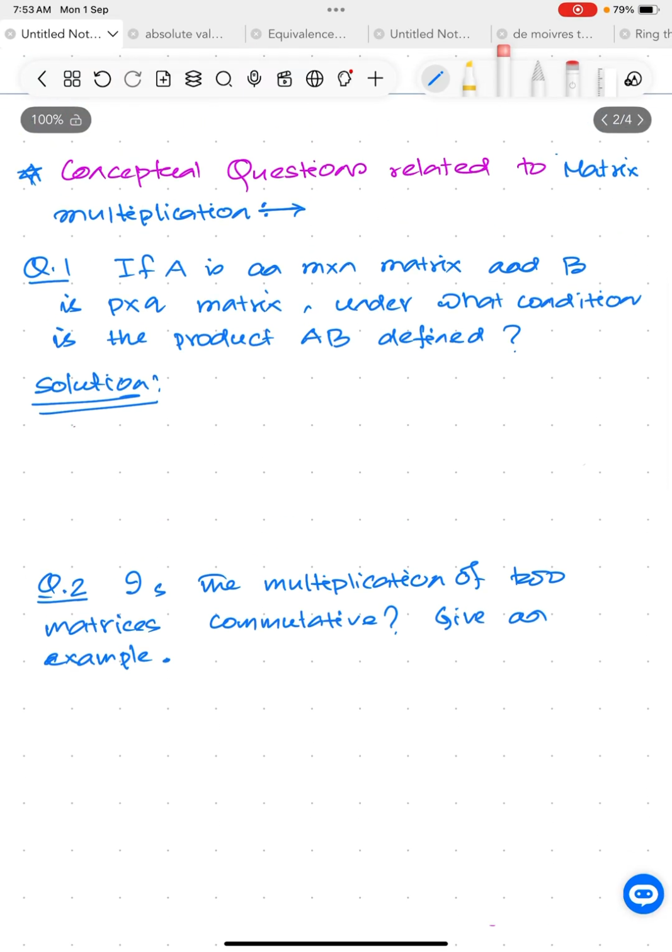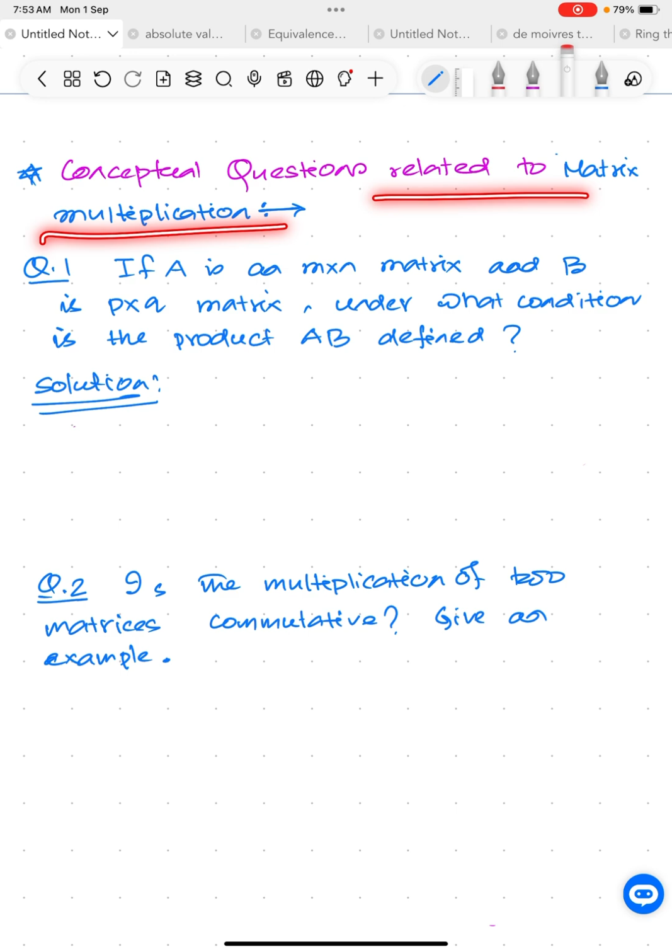So today in this video, I'm going to discuss some conceptual questions related to matrix multiplication. So look at the first question.